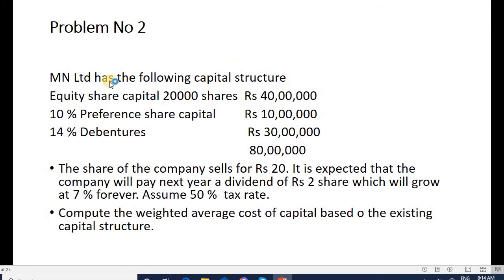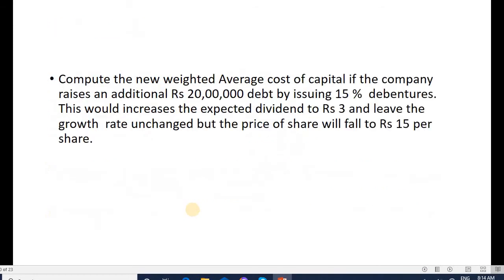Problem number 2. MN Limited has the following capital structure. Equity share capital, 20,000 shares, 40 lakh; 10% preference share capital of 10 lakh; 14% debentures of 30 lakh. So total capital is 80 lakh. The share of the company sells for ₹20. It is expected that the company will pay next year a dividend of ₹2 per share, which will grow at 7% forever. Assume 50% tax rate. Compute the weighted average cost of capital based on the existing capital structure.